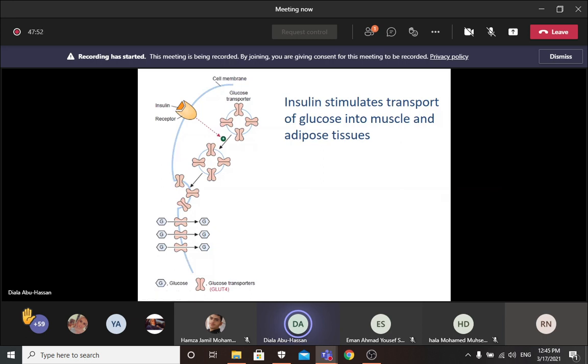How can this happen? By, as we said, secretion of insulin. Insulin is going to bind to its receptor. The binding of receptor is going to activate the signaling pathway through a cascade of events that would increase the expression and synthesis of glucose transporters and the movement of these transporters to the cell membrane. So their concentration increases and the transport of glucose is going to increase through cell membrane.